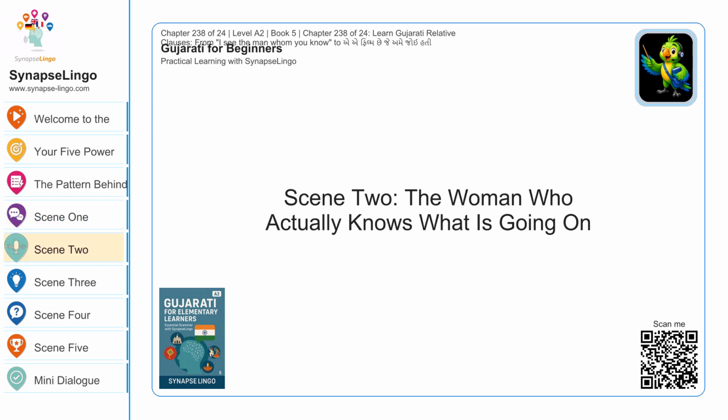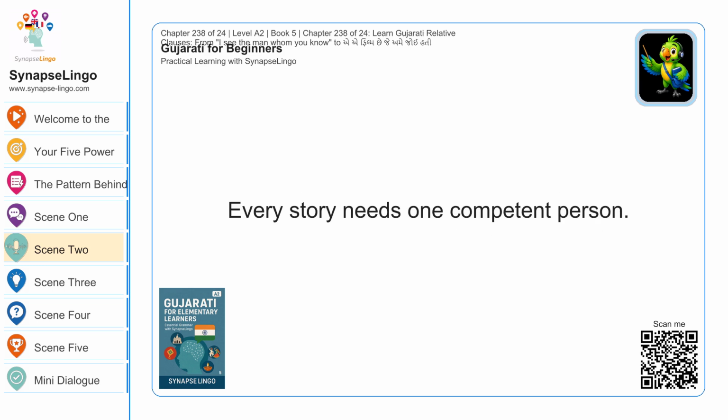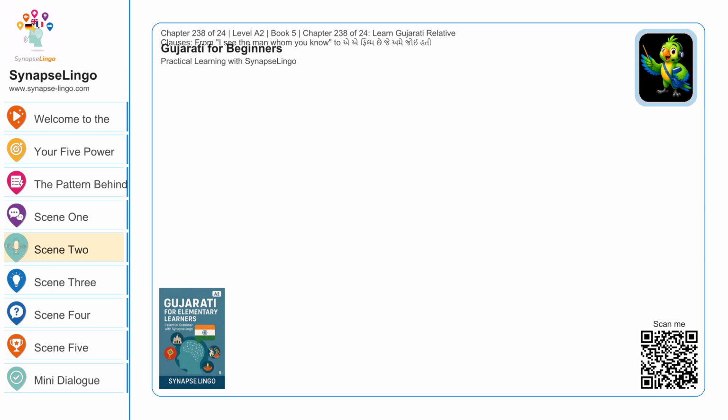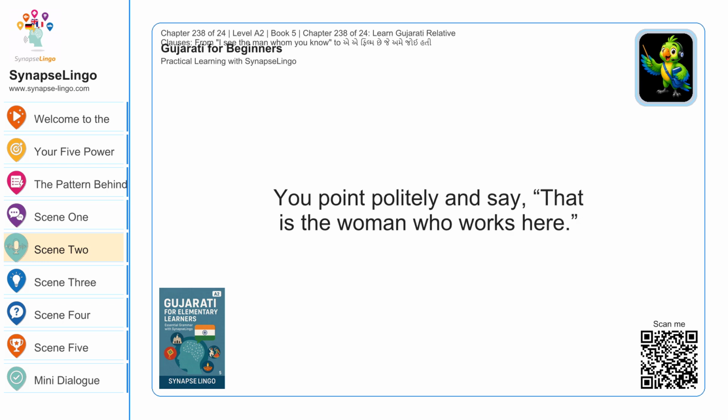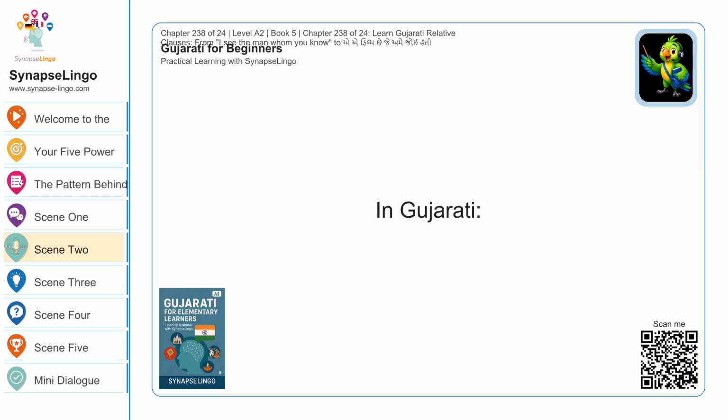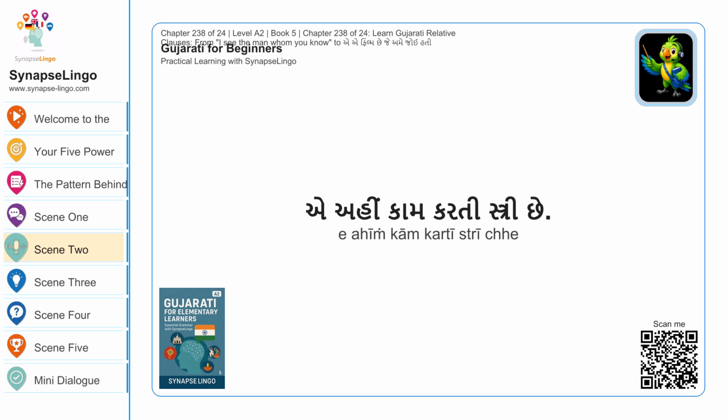Scene 2. The woman who actually knows what is going on. Every story needs one competent person. Usually, it is not the hero. Usually, it is the woman at the desk. You point politely and say, that is the woman who works here. In Gujarati. એ અહીં કામ કરતી સ્ત્રી છે.